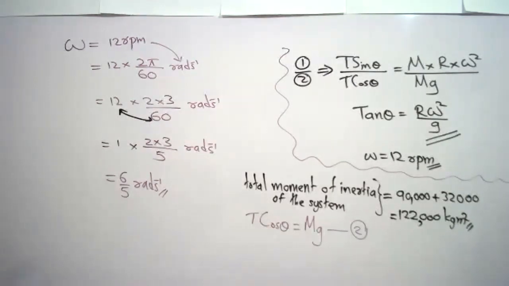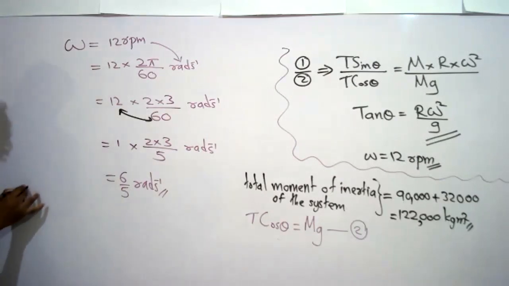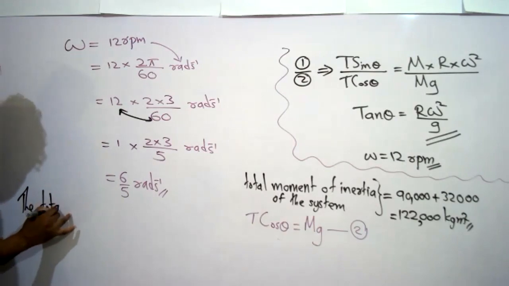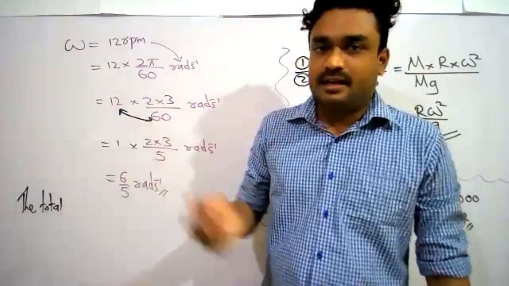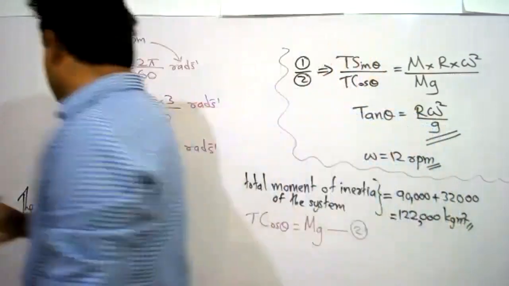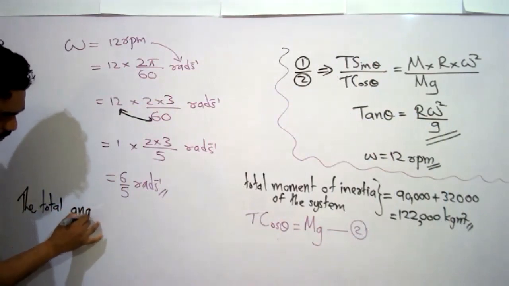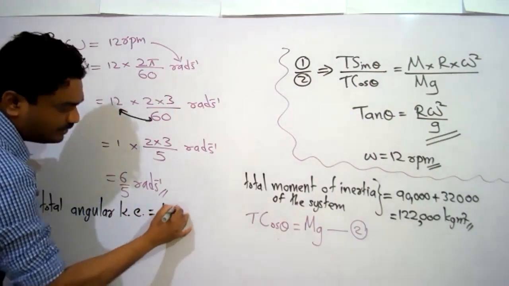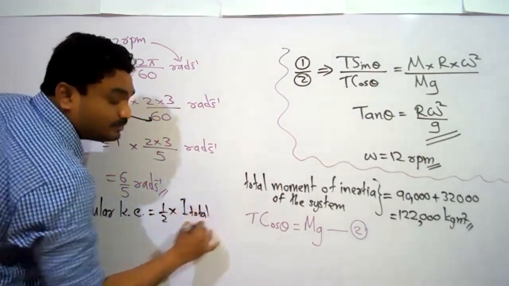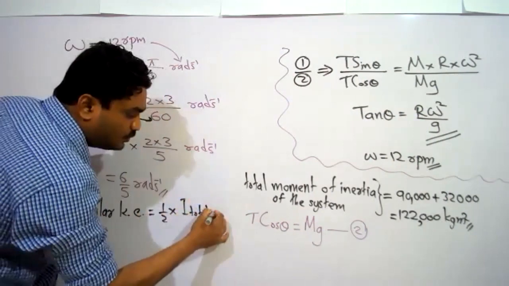Right, finally, let's try to find the total kinetic energy of the entire system. Whether you say angular kinetic energy or just kinetic energy, it's not a problem here, but let me use the term angular. The total angular kinetic energy is half into I total, the moment of inertia of the entire system, into omega square.